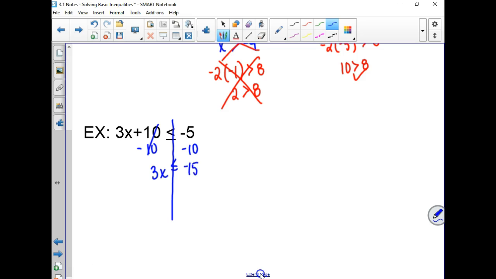Then we've got to get rid of that 3, so we're going to divide both sides by 3. And here, sometimes students want to flip the sign, but you're dividing by a positive 3, not a negative. Even though the 15 is negative, we're dividing by a positive number. So we do not flip our sign, and we get x is less than or equal to -5. If we want to graph our answer, and we do, we will draw our number line and put our values on that number line. We will use a closed circle at -5, and we will shade below because we have x is less than or equal to -5.